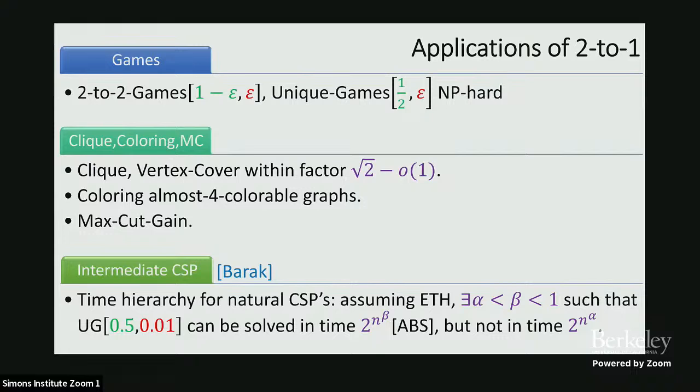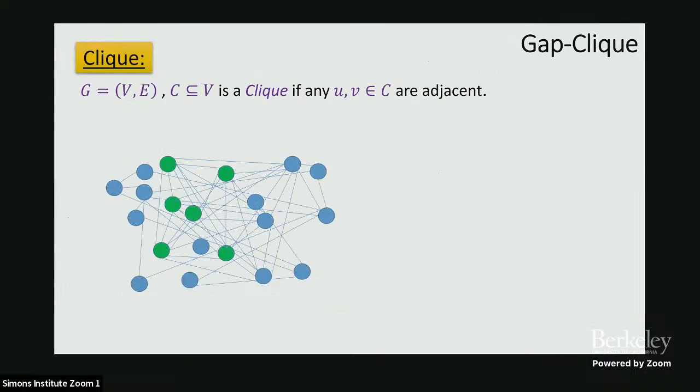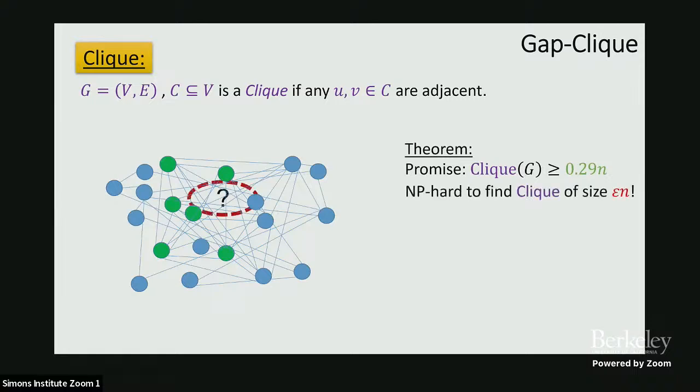I don't want to talk too much about these applications. I just want to show you one of them, because this is the problem that we started with. If you remember, I asked you, what happens if I promise to you that the graph contains a clique of size half? Well, we cannot quite deal with that right now, but we can say that for some different number, 0.29, even if your graph contains a clique of that size, you're not going to be able to find a clique of size epsilon. So this we now do know, but potentially this could go up to half.